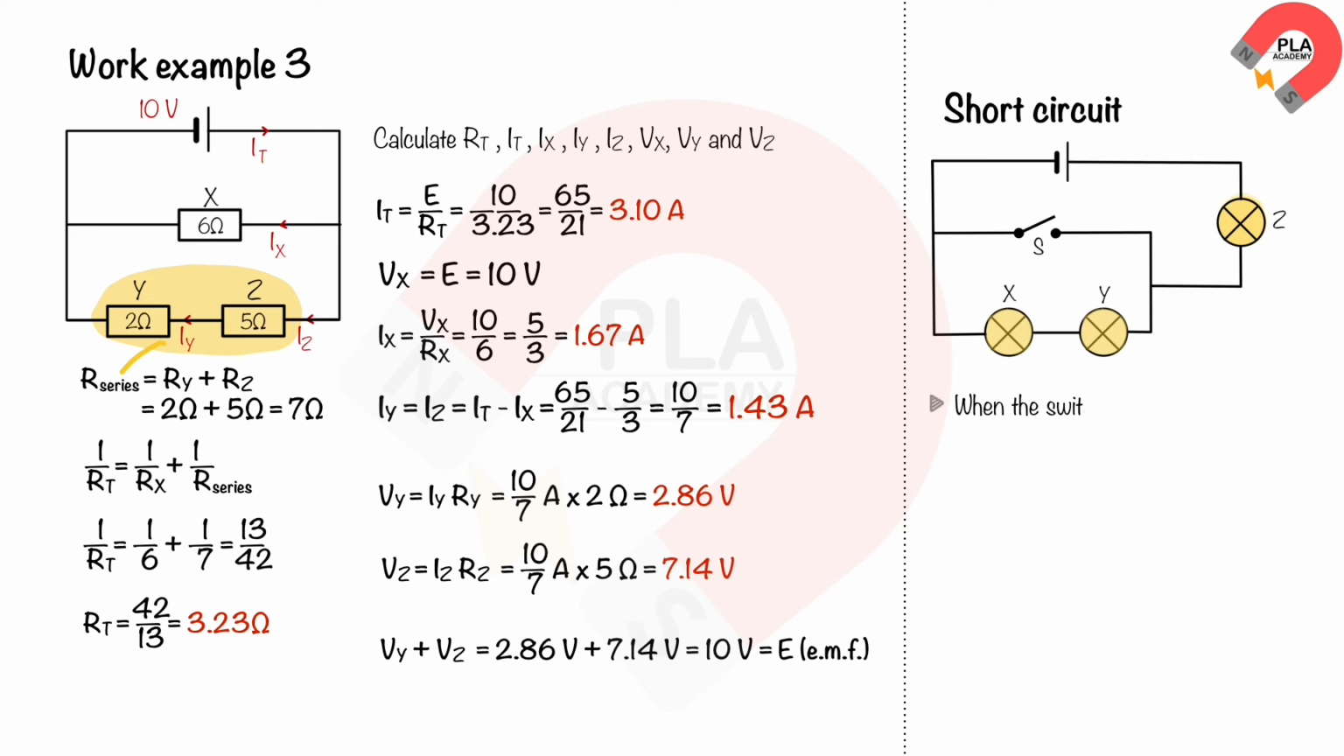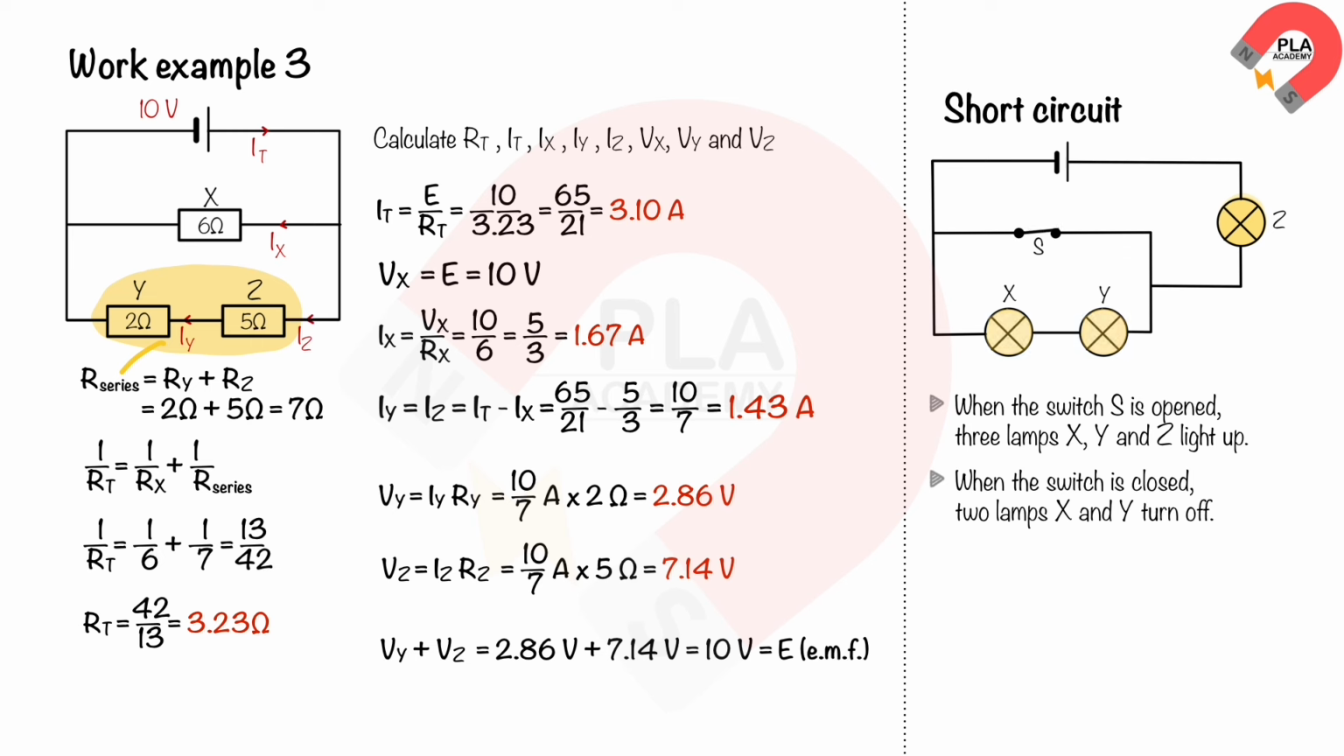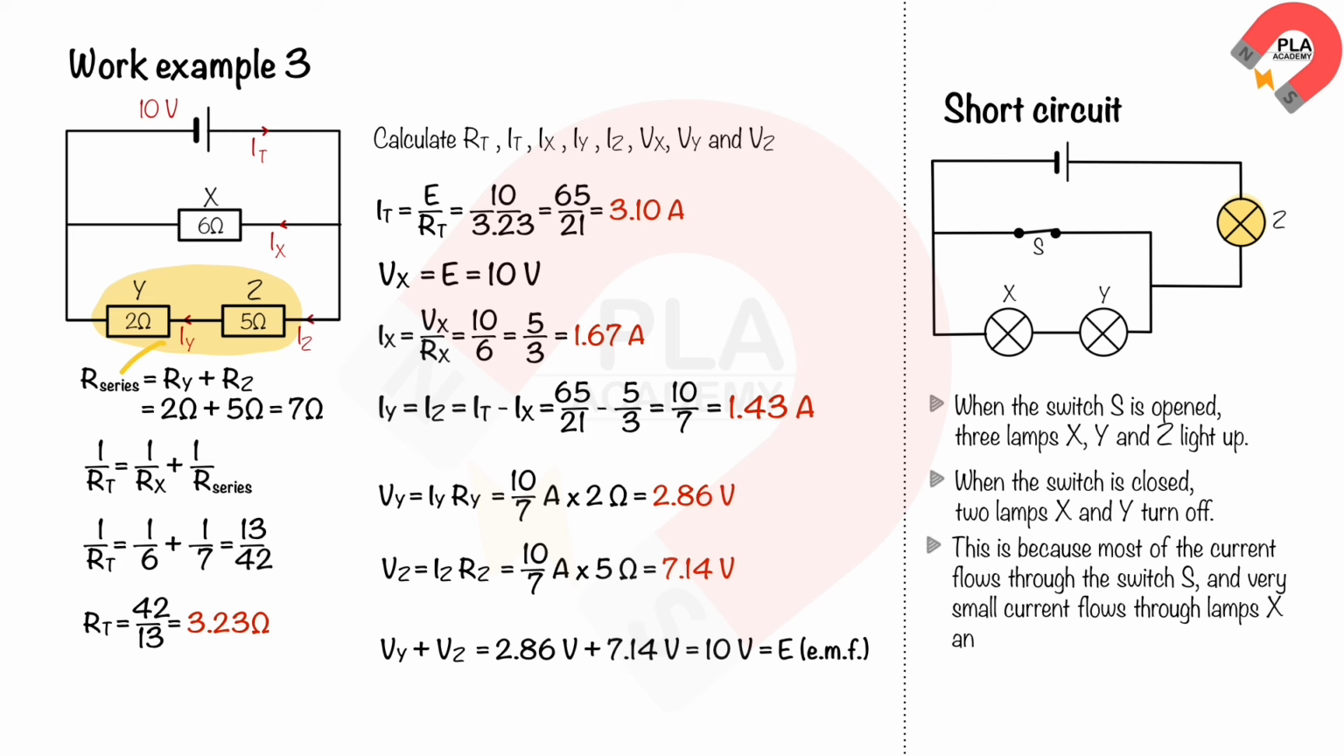Short circuit. When the switch S is opened, three lamps X, Y and Z light up. When the switch is closed, two lamps X and Y turn off. This is because most of the current flows through the switch S, and very small current flows through lamps X and Y, causing them not to be bright, which is called a short circuit.